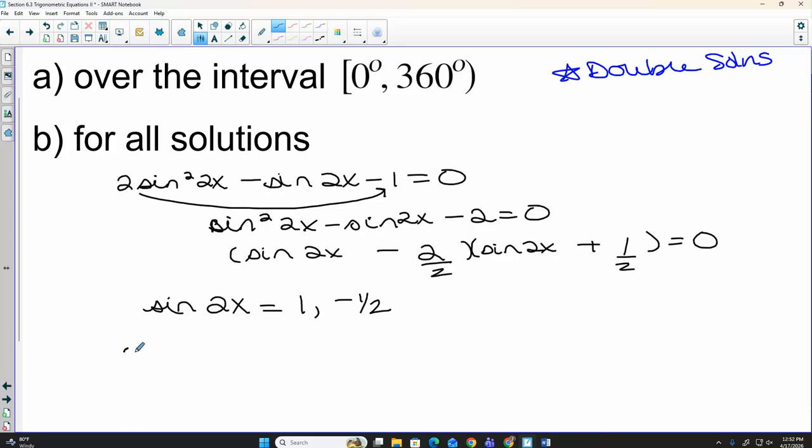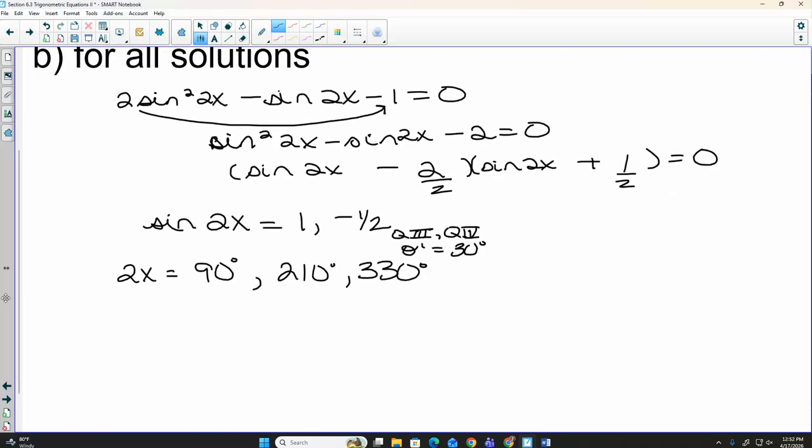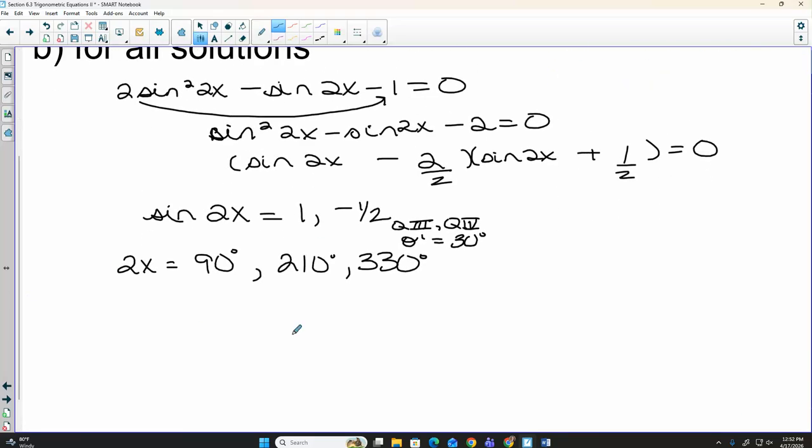So my answers, 2x equals, when is sine 1? Okay, negative 1/2. Sine is negative in quadrants 3 and 4. Reference angle, when is sine 1/2? So 30 degrees in quadrant 3, 210 in quadrant 4, 330, 360 minus 30. Okay, I have 3 answers, but at the beginning I said double solutions, so how many should I get? 6.